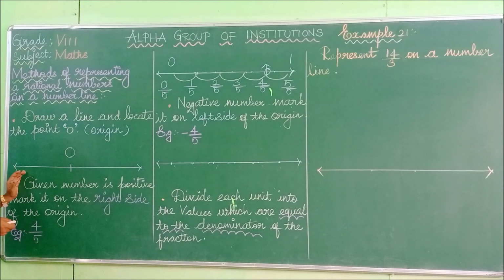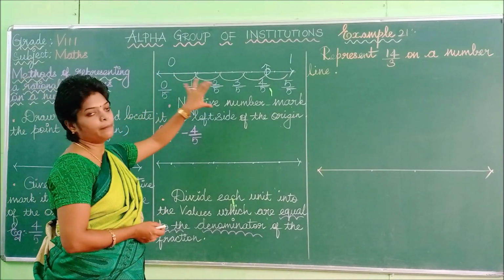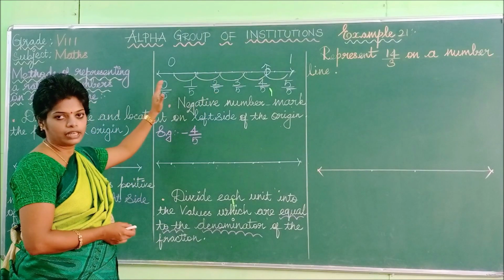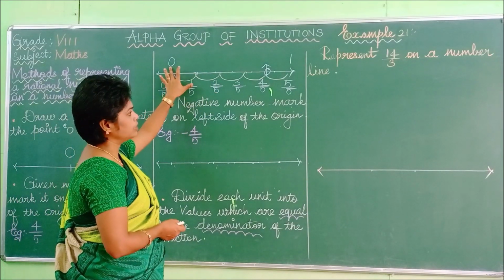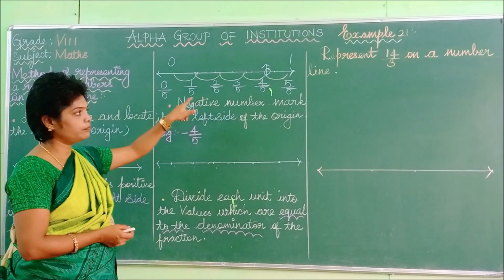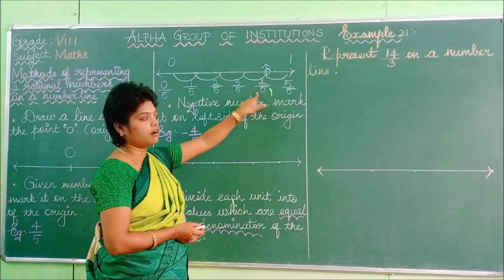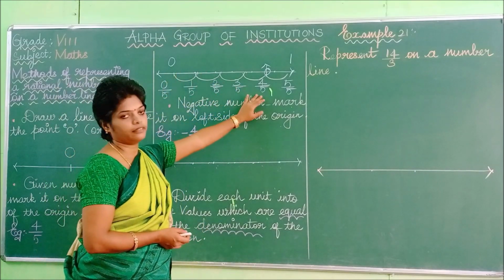Listen carefully. If the given number is positive, mark it on the right-hand side of the origin. The given value is positive, so we mark it on the right-hand side. We keep the values in between 0 and 1 only. So where will it be represented? On the positive side, which means the right-hand side of the origin. This is the origin, and this is the right-hand side of the origin.